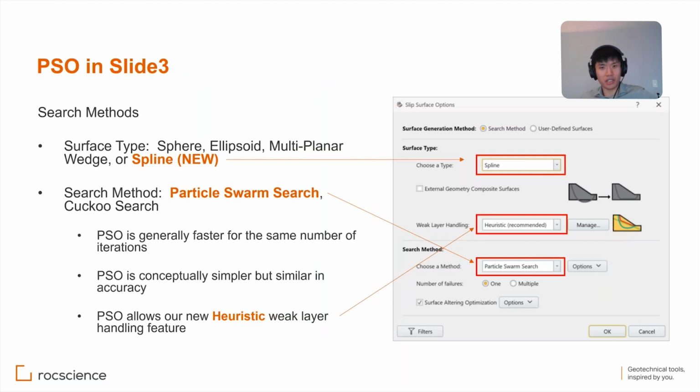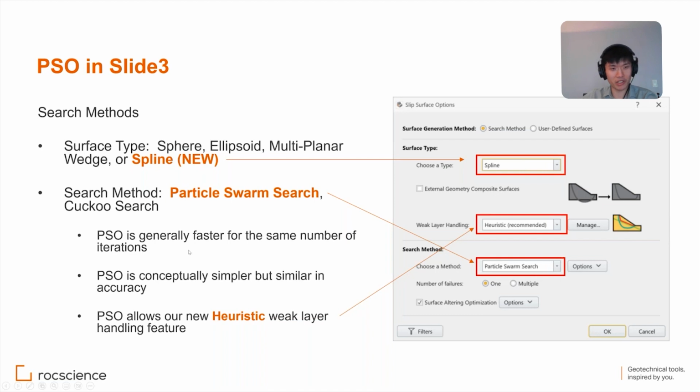So how do you use this? You can go to the slip surface options in the software, and first of all, you can choose the shape of the slip surfaces that you want to use for this method. The spline shape is the new method that we want to introduce in this webinar. Previously, you would have been able to select all of these other options, including the sphere and the ellipsoid. Then for the search method, you want to choose particle swarm. Do note that you can also choose a cuckoo search, which is another variant of these kind of swarm intelligence methods.